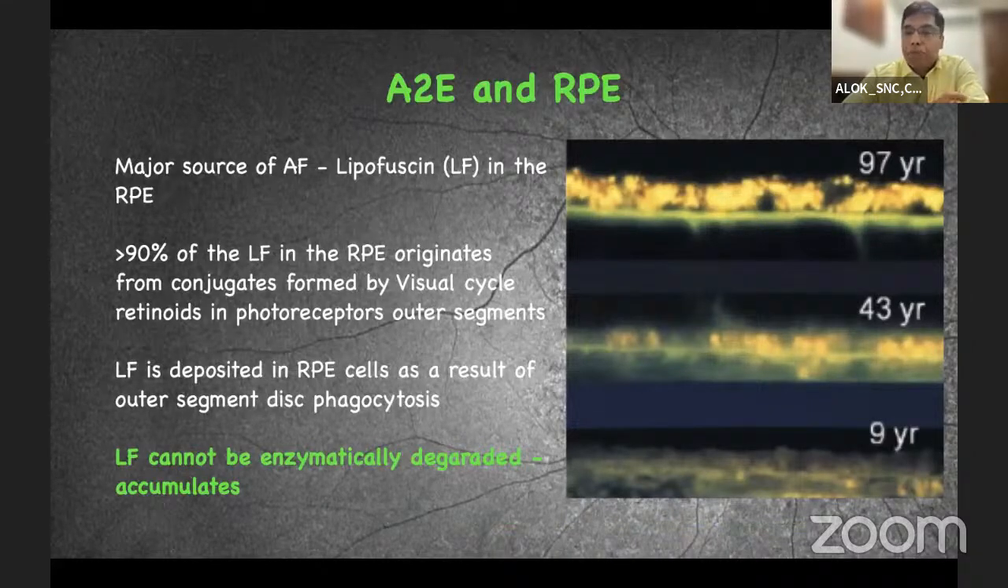Now, this lipofuscin is deposited in the RPE as a result of the outer segment disc phagocytosis, and this cannot be degraded and tends to accumulate. As you can see here in this fluorescent microscopic picture at different years, you can see that the autofluorescence will increase as the retina ages.